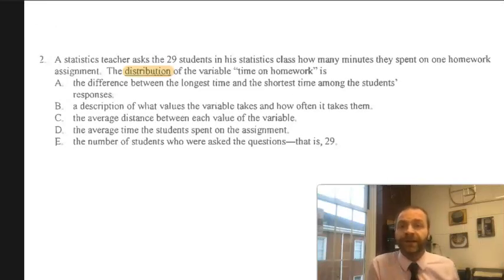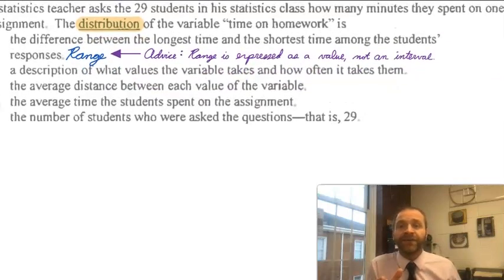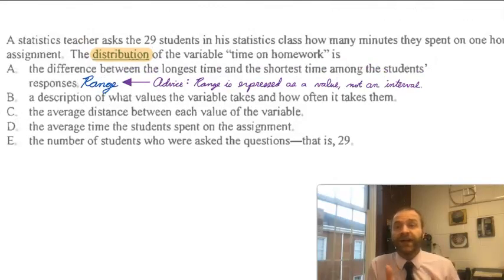I'm going to have to read each one then. So let's start with A, the difference between the longest time and the shortest time among the students' responses. Now, is that distribution? And the answer is no. That has a good definition of range. And so do keep in mind that even though it's the wrong answer for A, it's actually a statistical term, and it's a good point to give some advice. Range is expressed as a value, not as an interval. That's a common error that people can make on multiple choice, is say range is from 3 to 7, when really range is 4, the max minus the min.